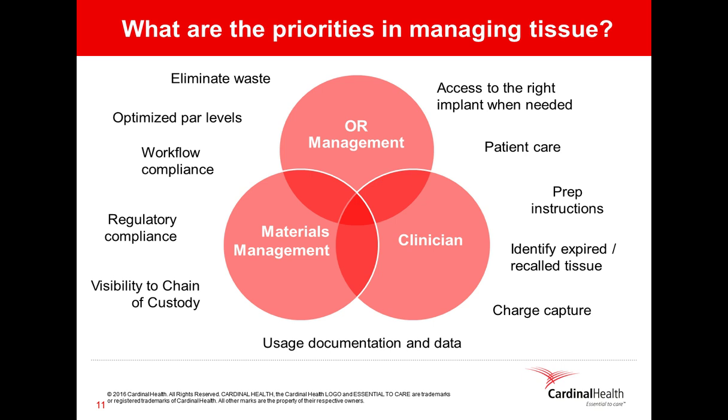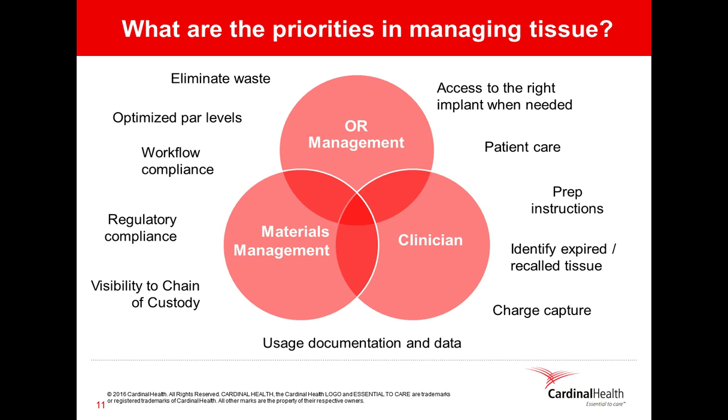So for example, materials is really focused on chain of custody and optimized PAR levels. And clinicians' main priorities, as well they should be, are patient care and the clinical documentation. But there's some overlap, as you see on the diagram. And so you can see that everyone's goals are actually more aligned than you might think. A good example is that clinicians also need to care about product visibility to make sure that you have the right item available when it's needed.